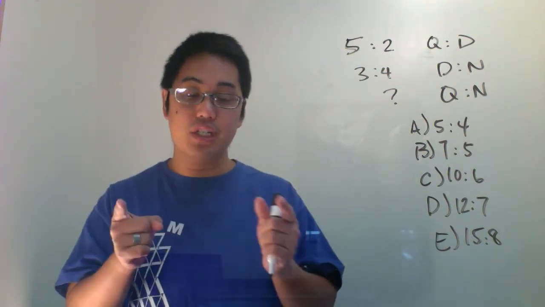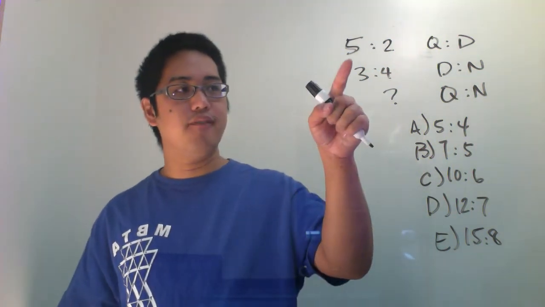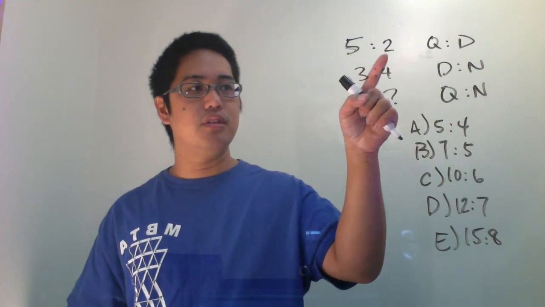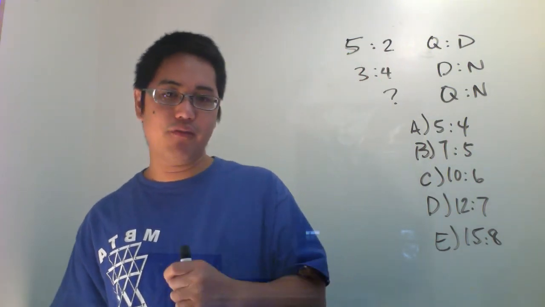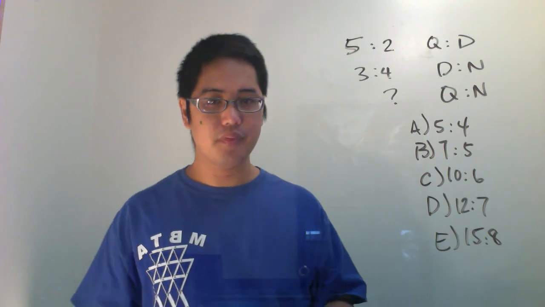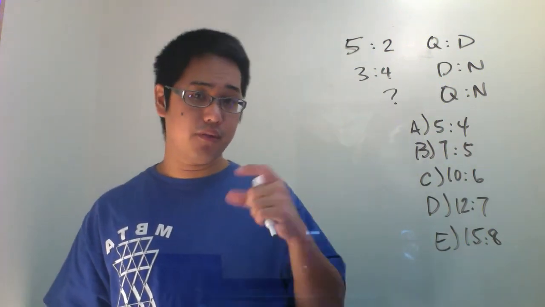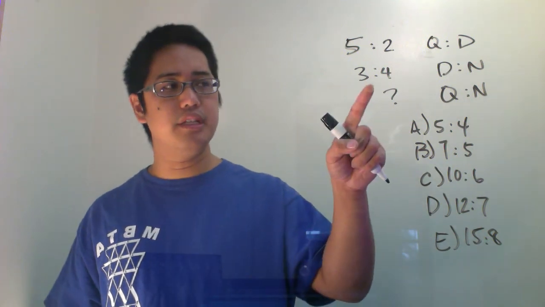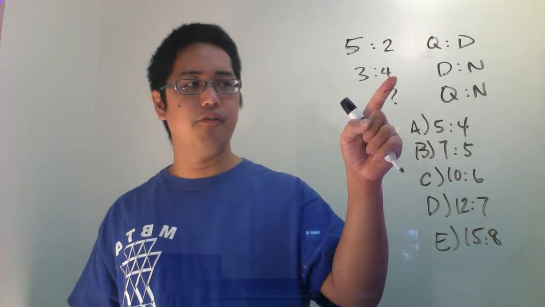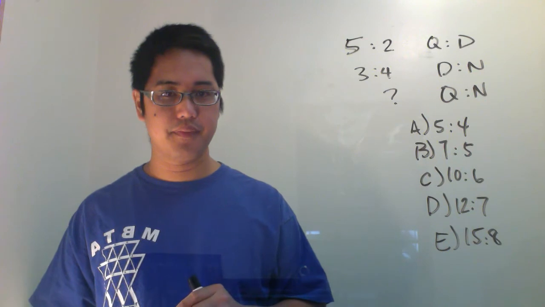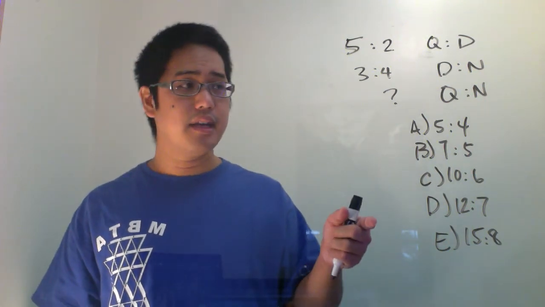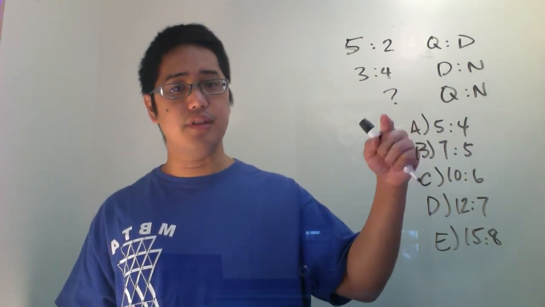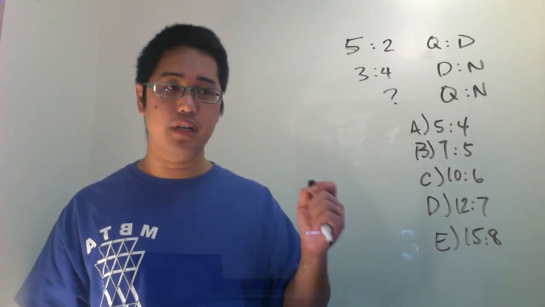He has a ratio of 5 quarters to every 2 dimes that he has. So for every 5 quarters, he has 2 dimes. Because the quarters are way more interesting than the dimes. He also has a ratio of 3 dimes to every 4 nickels that he has. So the question that I have is, how many quarters does he have to nickels? What is the ratio of quarters to nickels?